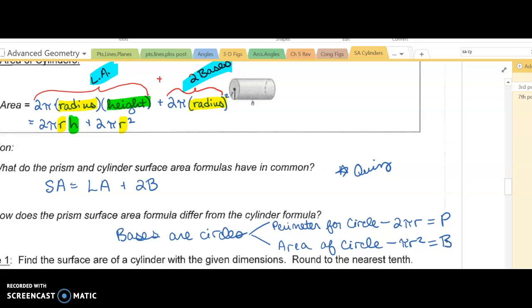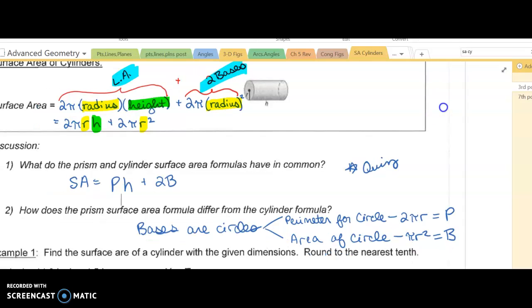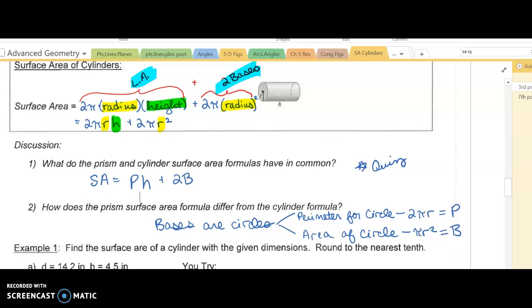But that Ph plus 2B is technically the same. We could even go more specific and call the perimeter the base times height. It's just that we don't call the perimeter of a circle perimeter, we call it circumference, the distance around the rim of the circle. And so it's the same generic formula. It's just when you get more into the specifics that they differ.